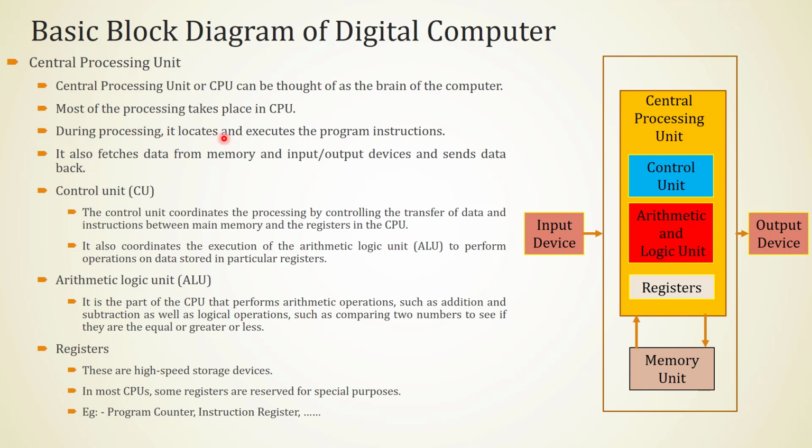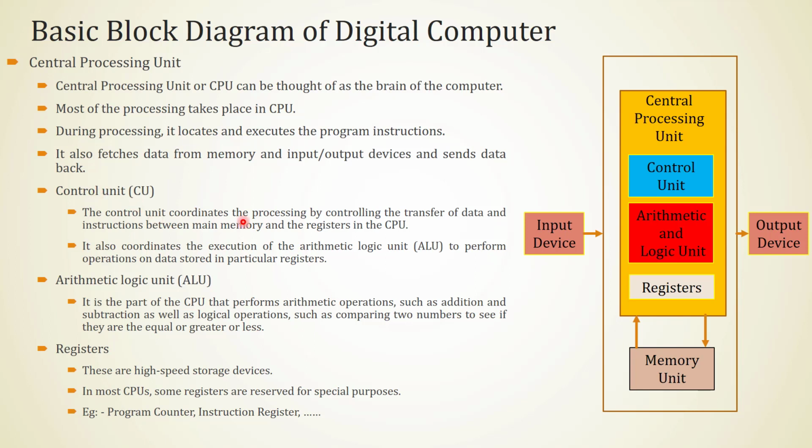During processing, it locates and executes the program instructions. So I already told you, program contains a number of instructions. During the processing of instructions, first it will locate the instruction, then it will execute the instructions. It also fetches data from memory or input-output device and sends data back. So the CPU collects data from either memory unit or from input unit and also sends data back. That means the output will be either stored in memory or it will be sent through an output device. Next is control unit.